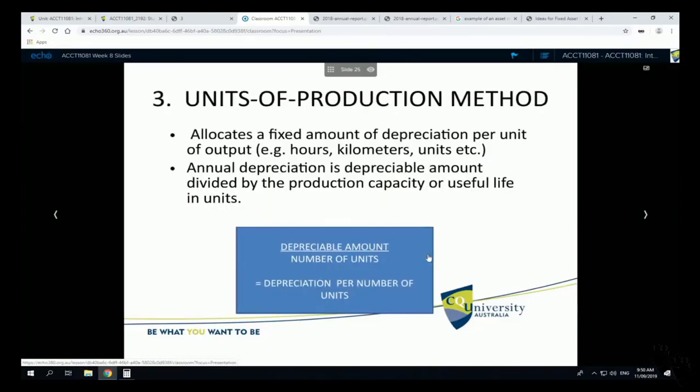The third main or commonly used method of depreciation is our units of production. Now this is where we try to estimate, or we calculate an amount and then we just apply it to the actual usage of that asset for the year. So it allocates a fixed amount of depreciation per unit of output. And common units of outputs are hours or kilometres or units.